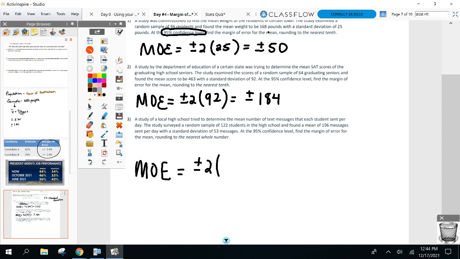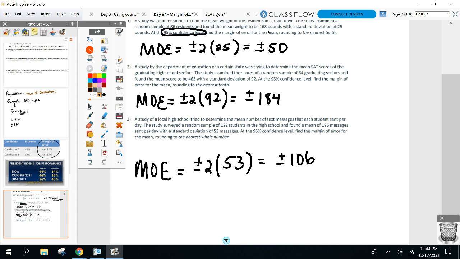So we're doing plus or minus 2 times 53, which gives me a margin of error of plus or minus 106. Go ahead, Lizzie. Can the margin of error be equal to the mean? What do you mean, like if it was 196? That could happen. Remember, the margin of error just tells me the actual mean could be plus 106 in this direction or minus 106 in the other direction. It has nothing really to do with what the mean would be. Okay?